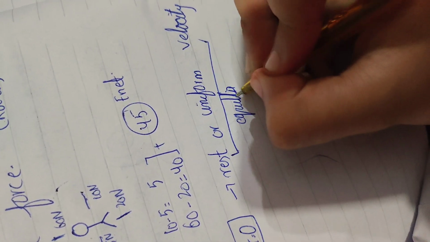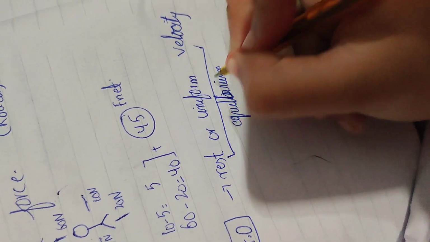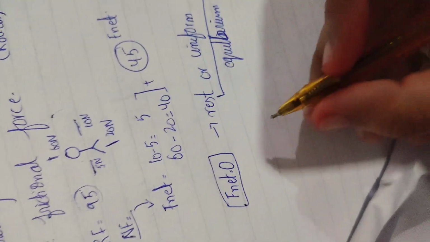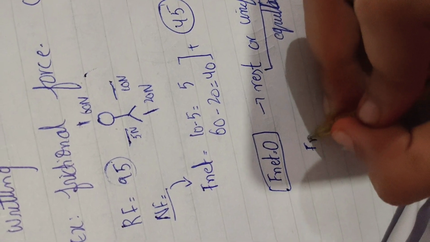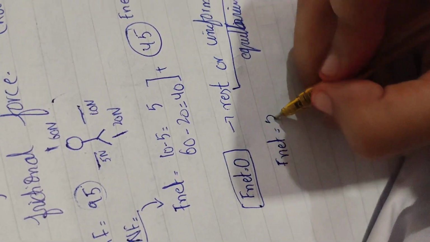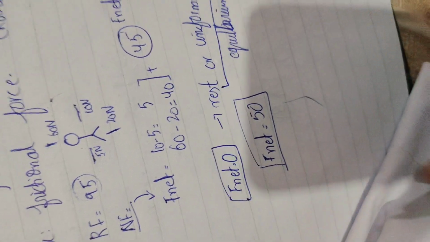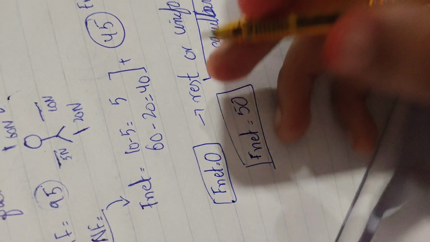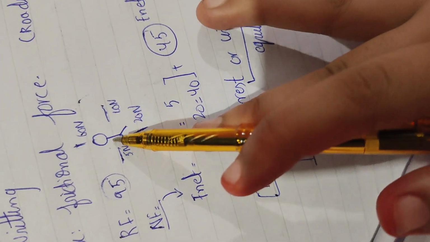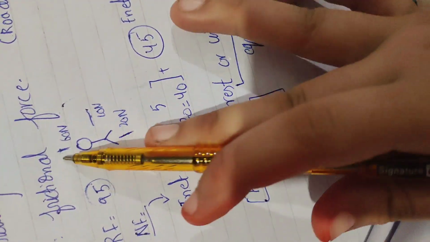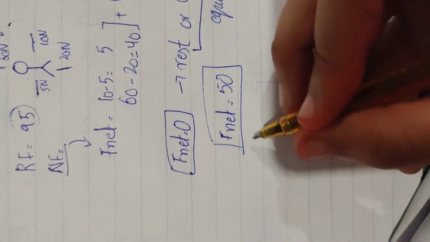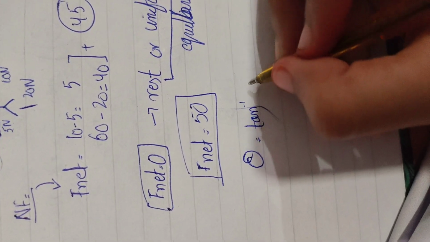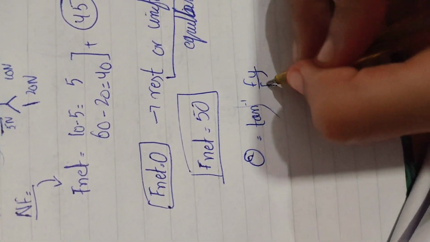We can also say that if the net force applied to the body is 50, can you find out in which direction this body will go? For that, we have to find the angle, and the formula for finding the angle is tan inverse of Fy upon Fx.